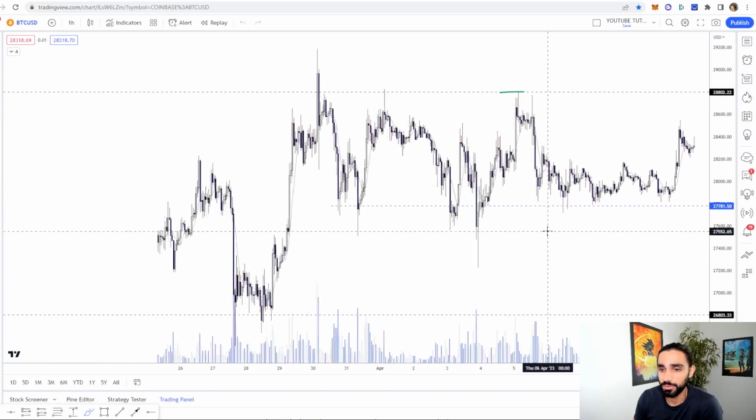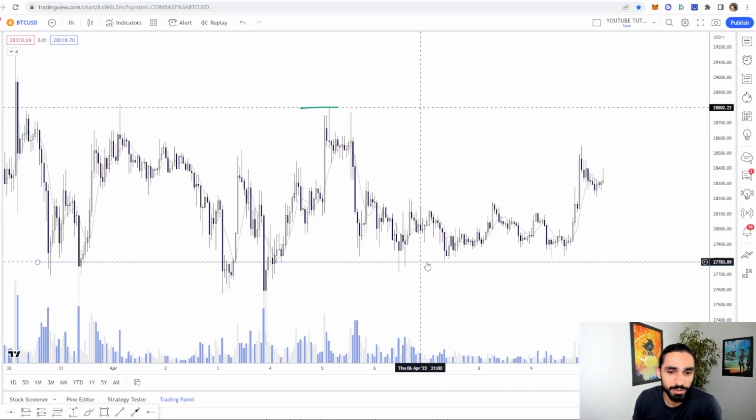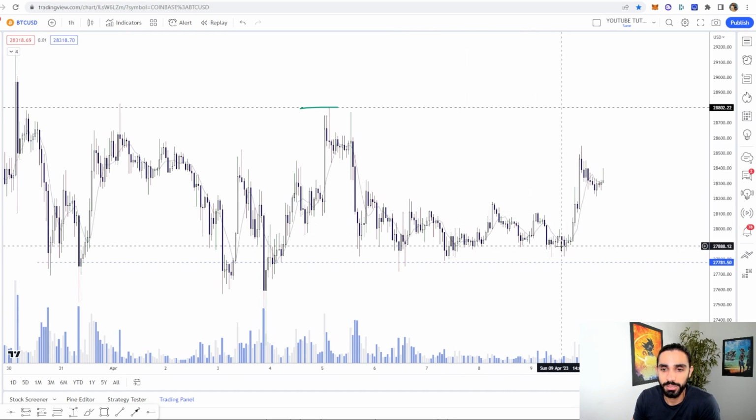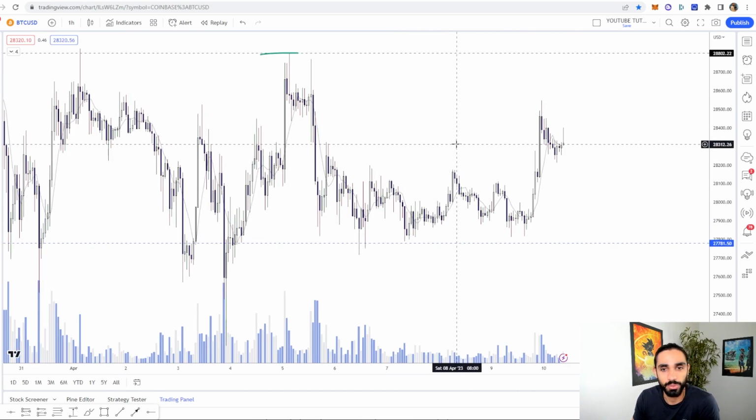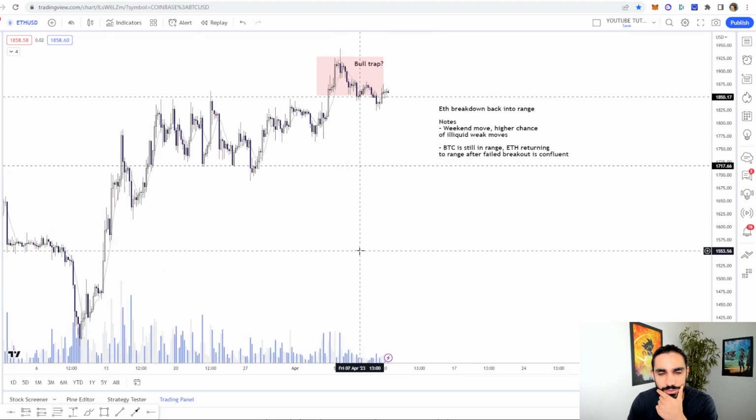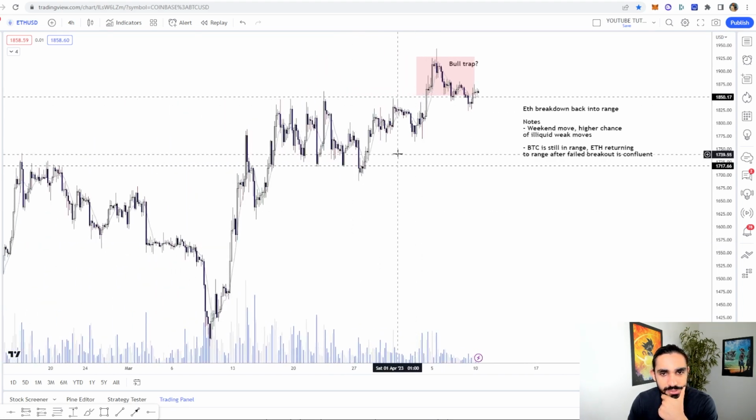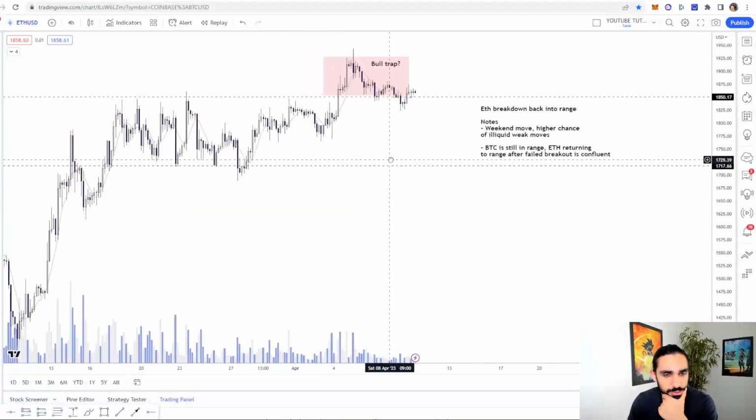And that brings us to present day. If someone went for the buy here, held onto it nicely, bounced up, they did pretty well. Now, my other favorite asset to trade right now is Ethereum, because since this pump here, it's actually gotten pretty interesting.